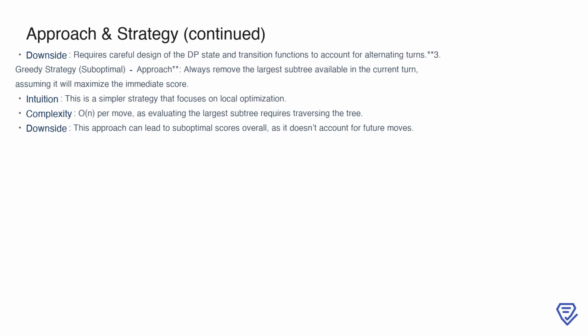While this strategy is computationally efficient, requiring O(n) per move to evaluate the largest subtree, it is suboptimal in the long run. This is because it focuses only on local optimization and doesn't account for how current moves might impact future game states. As a result, players using the greedy approach may miss opportunities to set up stronger positions for later turns, leading to lower overall scores in competitive scenarios.